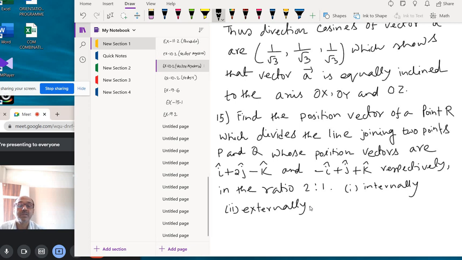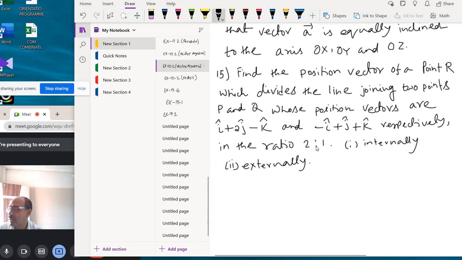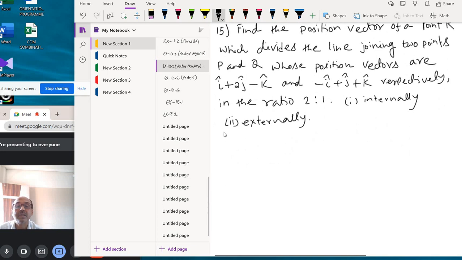Okay, so the question is, find the position vector of a point R which divides the line joining two points P and Q, whose position vectors are i plus 2j minus k and minus i plus j plus k, in the ratio 2:1, internally and externally, both. In both cases, find the position vector R.